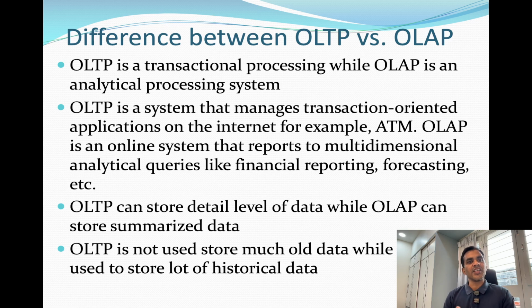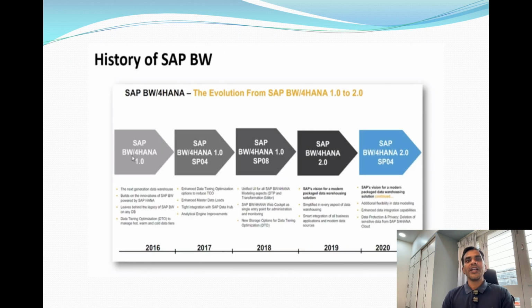So we can store the data in multi-dimensional form for reporting purposes, and that is called OLAP. OLTP stores the detailed level of data, but OLAP can store summary data. OLTP is not used to store much older data, while OLAP is used to store a lot of historical data. Now you can see the history of the BW.